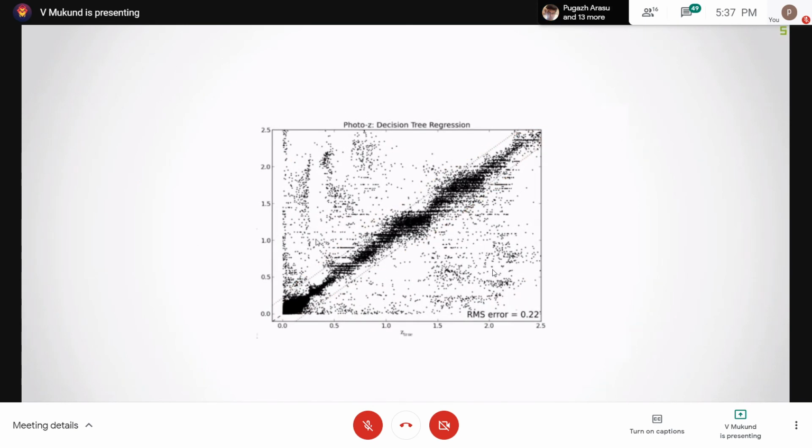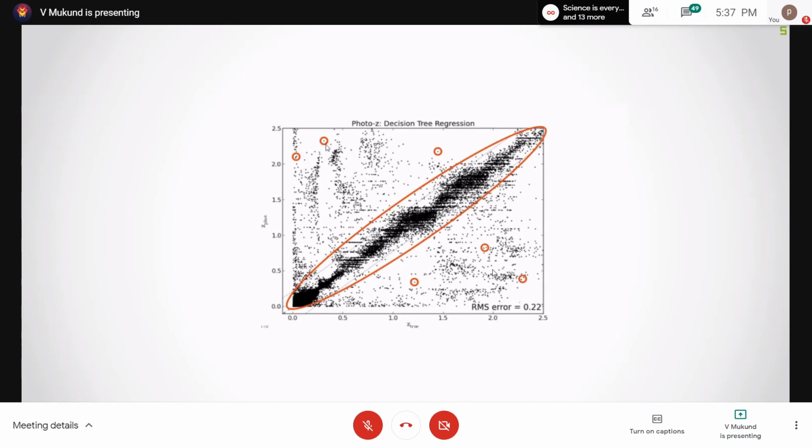And this is a decision tree regression graph. The dark diagonal line you can see here shows the correct redshift being computed by the computer. But we can also see that the computer has given bizarre results at points marked with a circle, so it is always a hit or miss with this. But by continuously feeding it enough data, we can train the machine to learn and give us the output for an unknown galaxy.